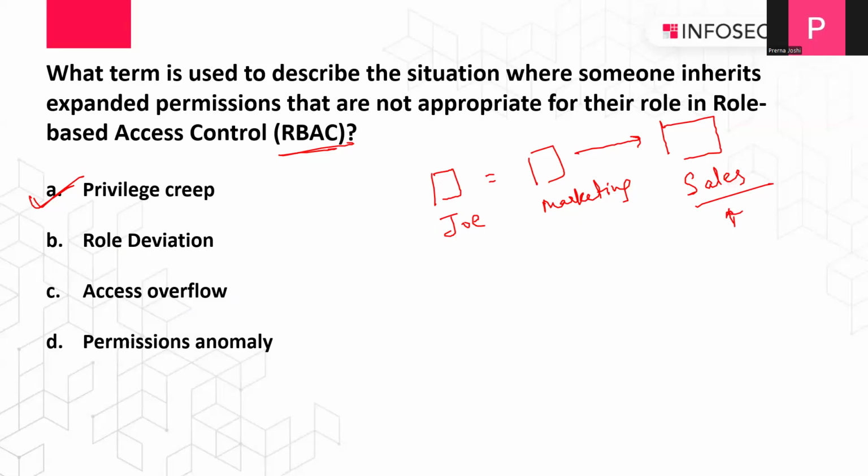Then we have the last one, which is permission anomaly. So here what happened? This occurs when permissions assigned to a user, group, or role do not follow the organization's established access control policies or deviate from the normal patterns, right? So that is permission anomaly. Here, the correct answer is privilege creep, right? So based on this, the option is A, privilege creep, which we already discussed.